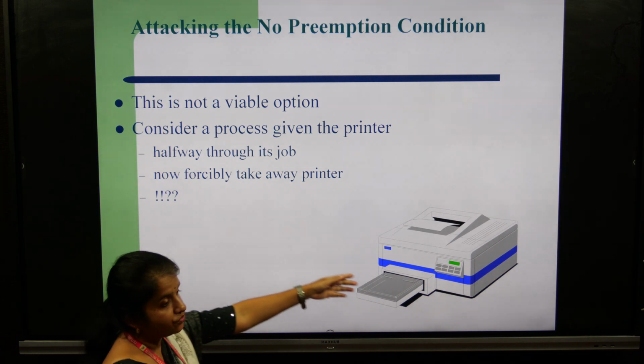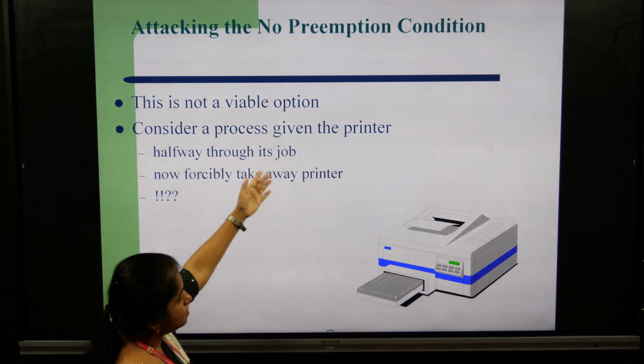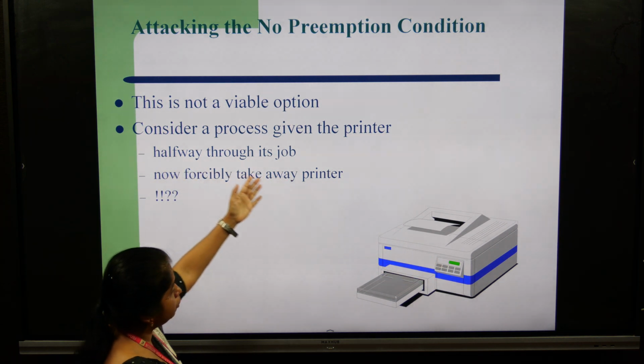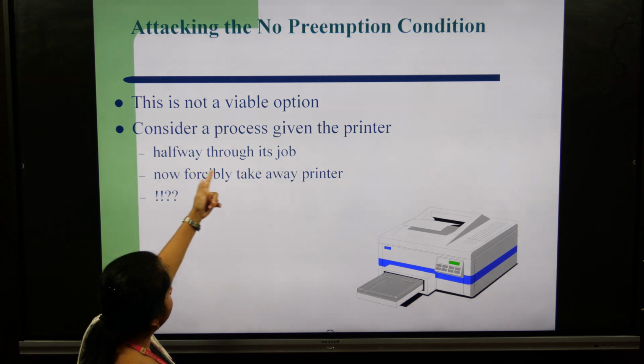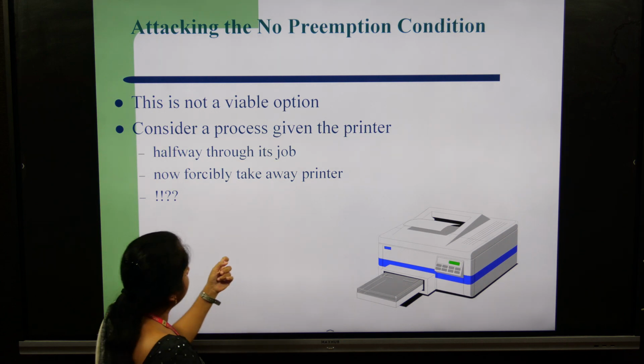Here the same condition which I have explained to you, attacking the no preemption condition. If the process is going on in the printer, suddenly if we want to break the job halfway through its job, and forcibly take away the printer, is it possible or not?